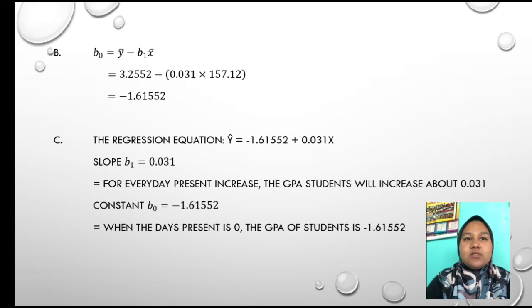The slope B1 is 0.031. So for every day present increase, the GPA of students will increase by about 0.031. For the constant B0, which is negative 1.61552, the answer was, when the days present is 0, the GPA of students is negative 1.61552. Next, the answer for part B, question number 4. That's all from me. Thank you.